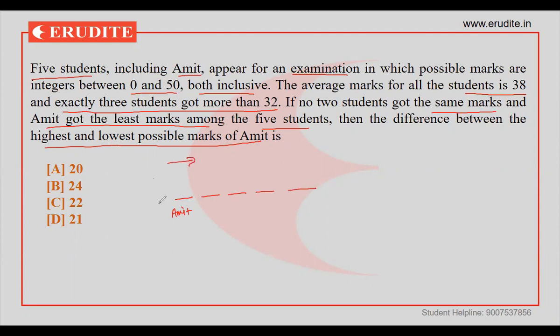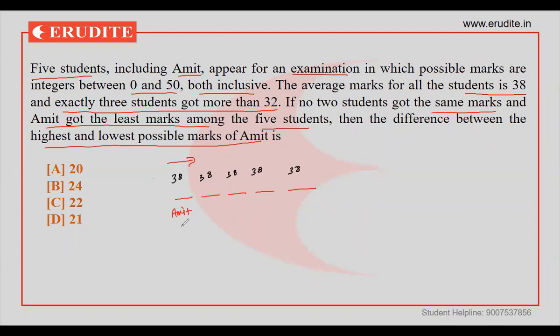And in this, from left to right, marks are increasing, right? Now guys, first I am going to calculate the minimum possible marks I can give to Amit. As the average of all the scores of these 5 students is 38, that means I can say that all the students are getting 38. Imaginary conditions I am assuming, right?